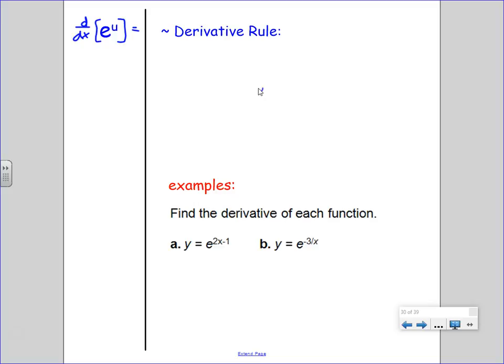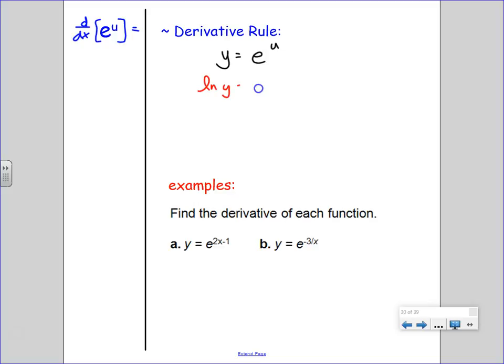So, derivative rule. d dx of e to the u. Well, how do we do that? Isn't it still e to the u prime? Yeah, technically, but where does it come from? Is it the chain rule? It comes from the derivative of e to the x is e to the x. Maybe.